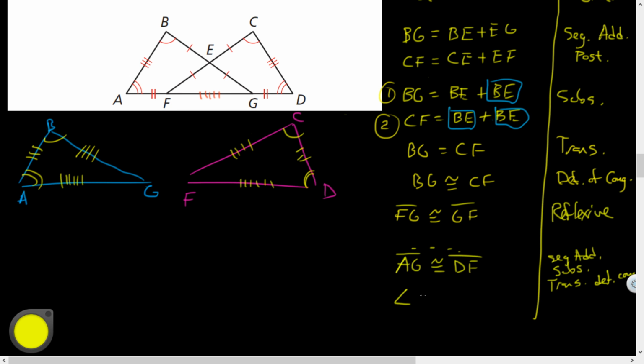How can I prove angle G? In this sketch I would have been able to use just that name, but here I've got to be a little bit more specific.